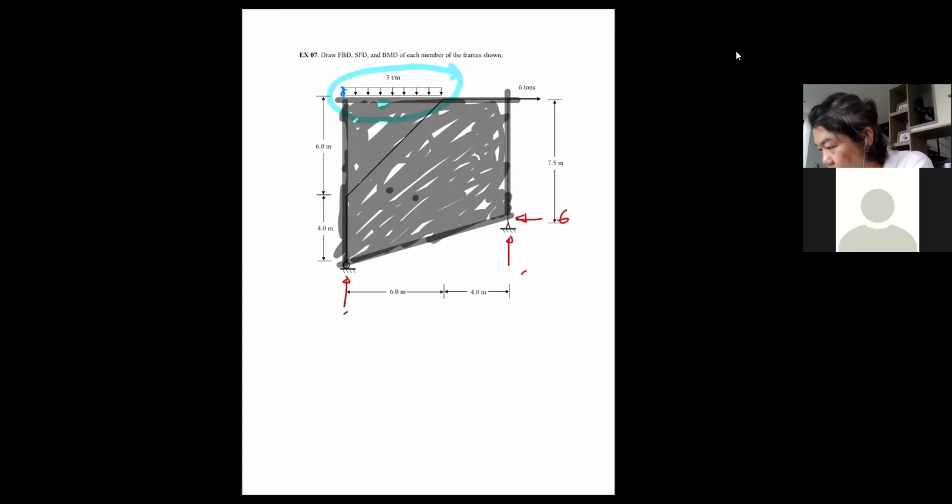We have this uniform load acting here on this rigid body. Then we have this load acting here. And I'm asking you to calculate these three reactions. Would I get the same answers or would I get different answers?